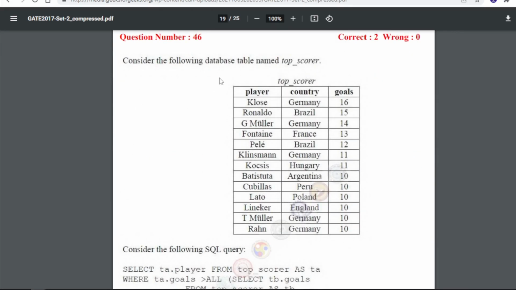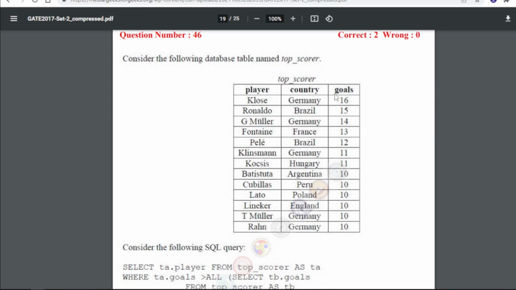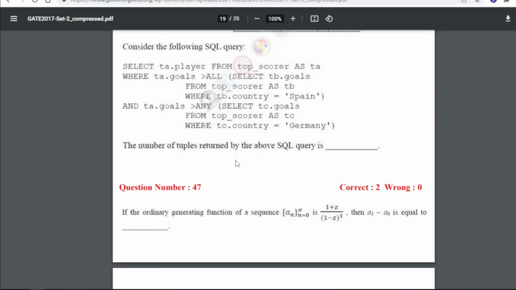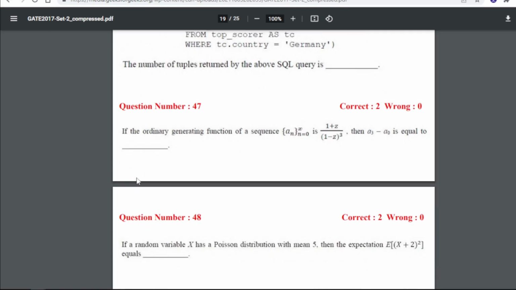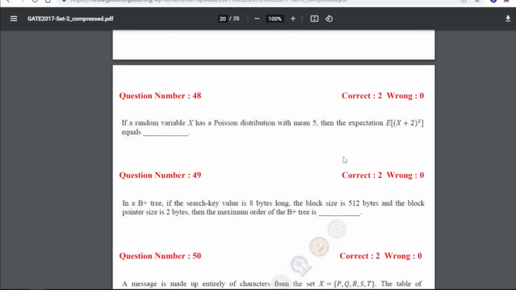46 is: consider the following database table named top scorer, right? Consider the following SQL query. The number of tuples written by the above SQL query is. So for 46, if we execute this query and try to solve this, we will get the answer as 7. So 7 tuples will be written by the table. 47 is: if the ordinary generating function of a sequence is this, then a3 minus a0 is equal to what? So for 47 our answer will be 15.